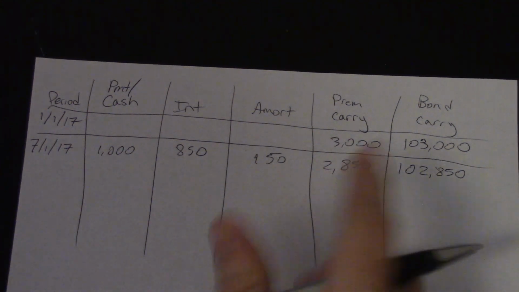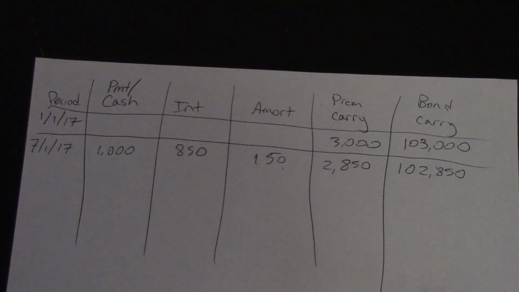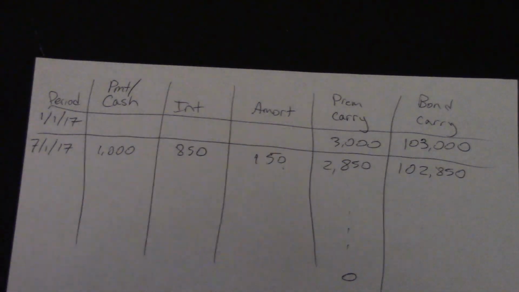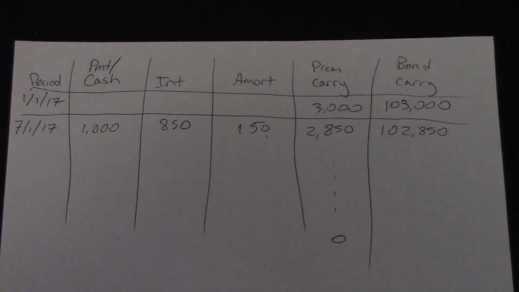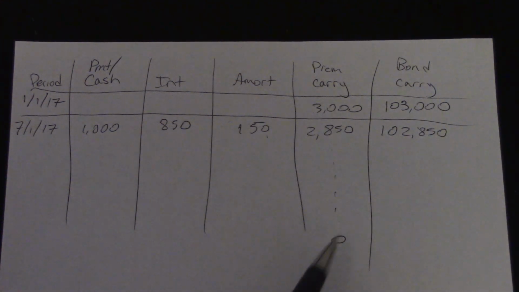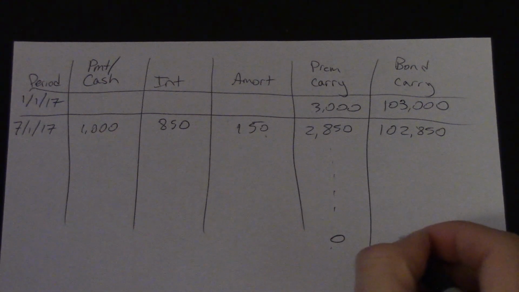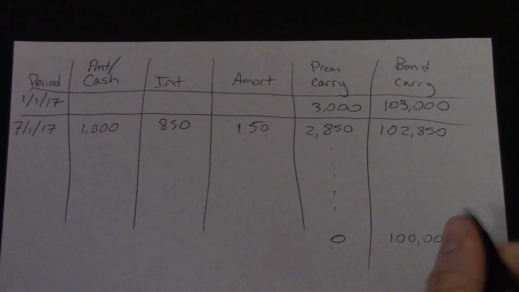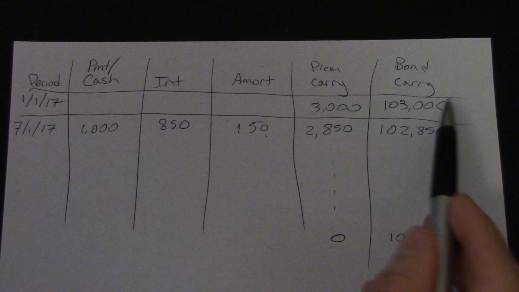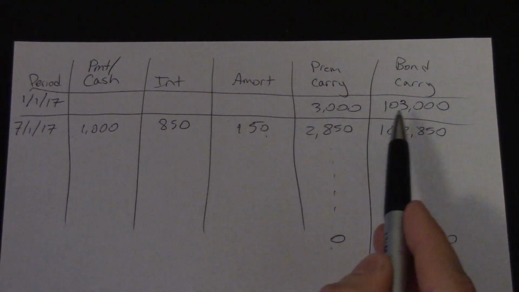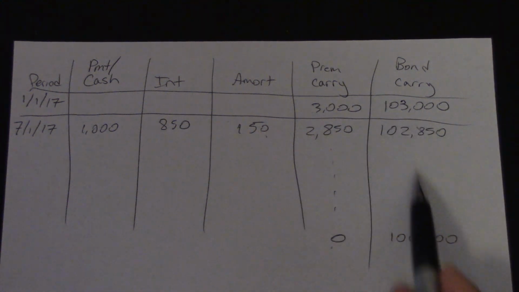Now, the reason I knew to subtract the $150 from the $3,000 is because our premium, as we go along, our ending value, we want to end at 0. So if we start at $3,000, want to end at 0, we're going to constantly subtract the amortization. Same thing with the bond carrying value. We want to end at $100,000. So we began at 103. We want to end at 100. So I'm going to subtract the amortization from the bond.